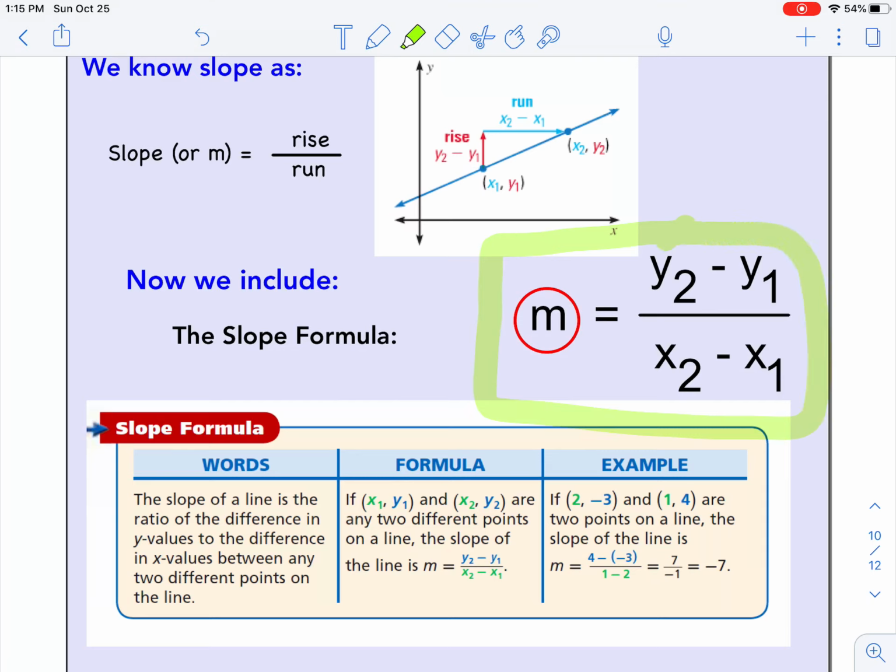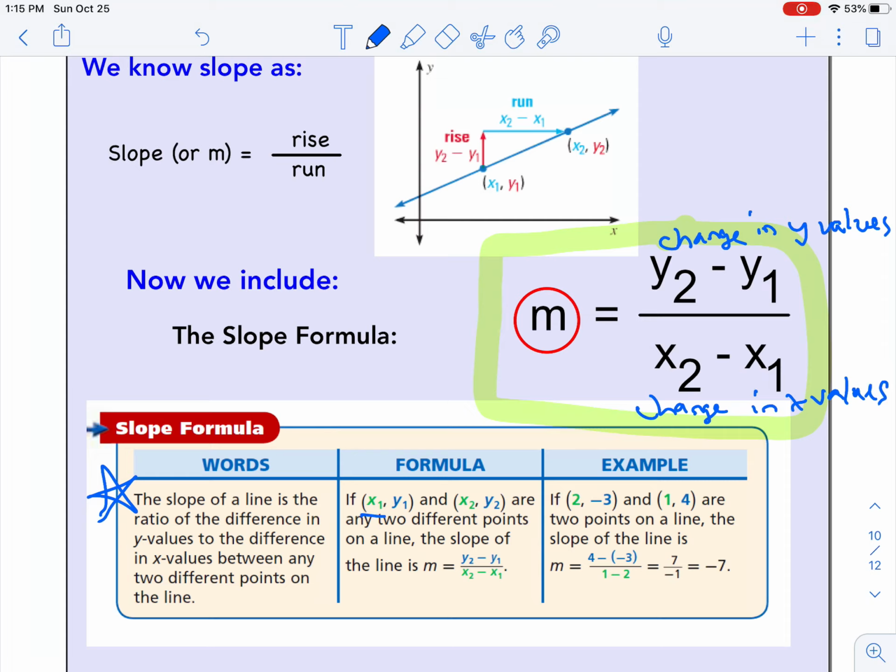We take y2 minus y1 over x2 minus x1. And again, when I take y2 minus y1, that's really our change or difference in our y values that we defined already, and this is our change or difference in our x values. So again, you can look at these things in words. The slope of a line is the ratio of the difference in the y values to the difference in the x values between any 2 points on the line. And that leads to this formula.